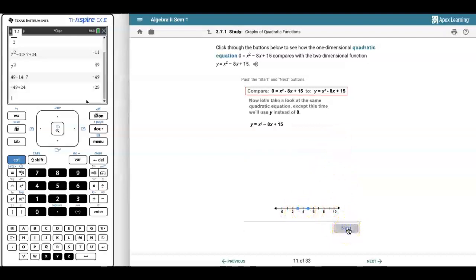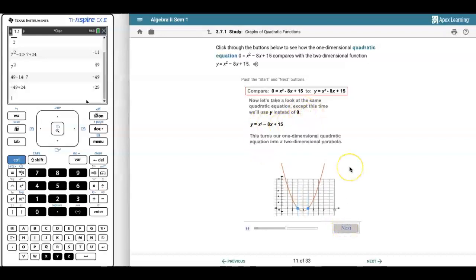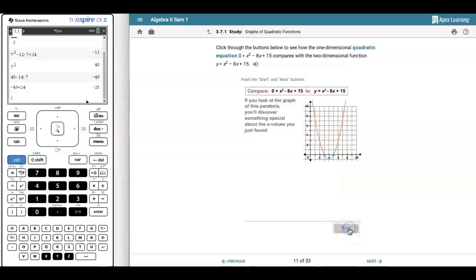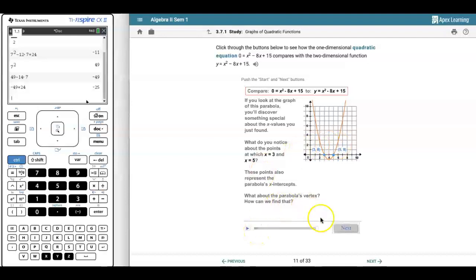Now, if I'm making this three-dimensional, I use y instead of 0. So when I move this to the three-dimensional, I can now form an entire graph, and that's how I get my parabola shape there. All right. And you'll notice something about the x values that you just found. The points that we found when we had our one-dimensional quadratic, when we found those answers, those were the x-intercepts, okay?